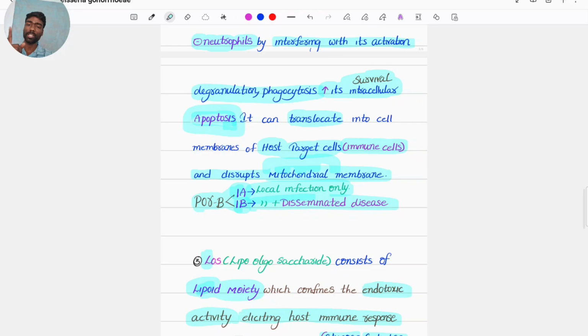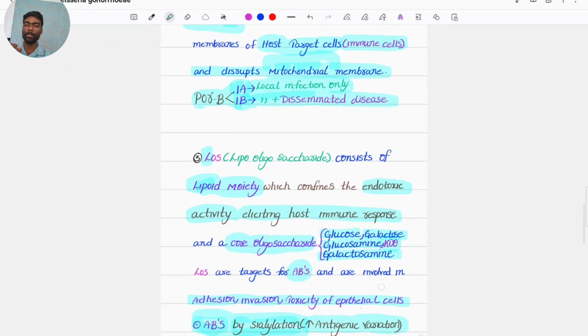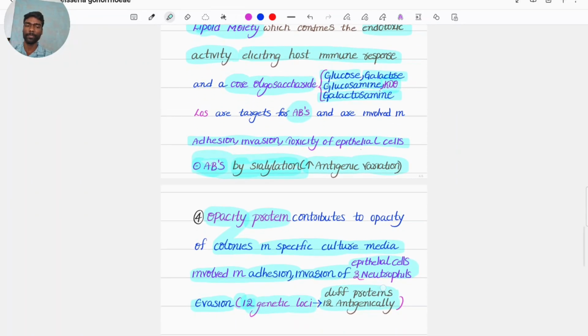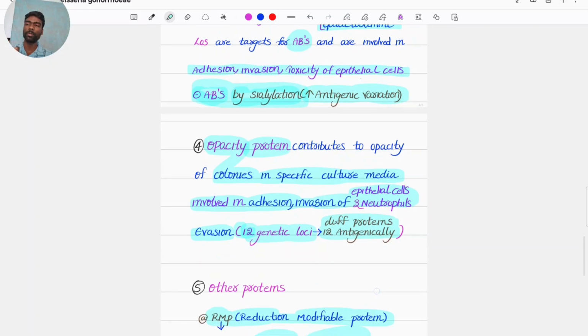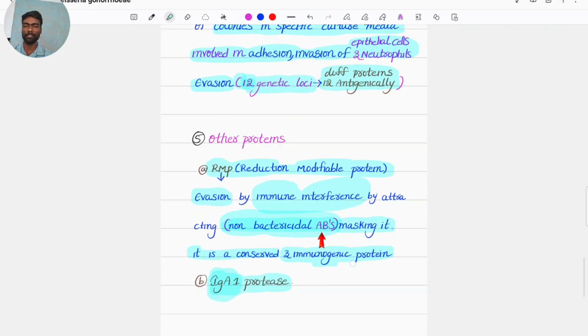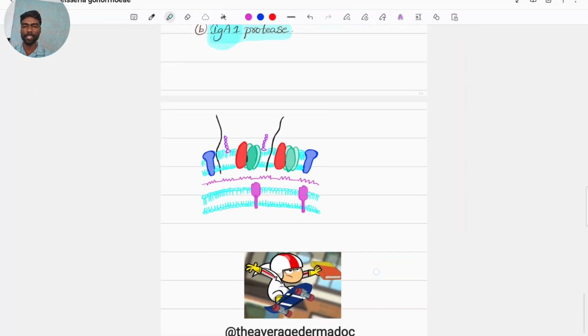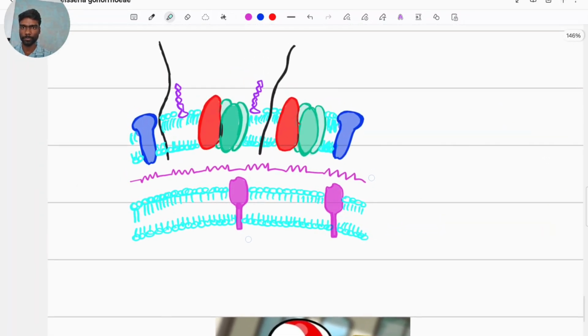And porins have the extra property of apoptosis. These pores form in host cells also and lead to their death. Then lipooligosaccharide, extra properties: endotoxic activity and sialylation. Opacity proteins: high variations, and it will survive. Reduction modifiable protein induces non-bactericidal antibodies. It won't do anything to the bacteria. We'll revise the entire thing with this diagram.